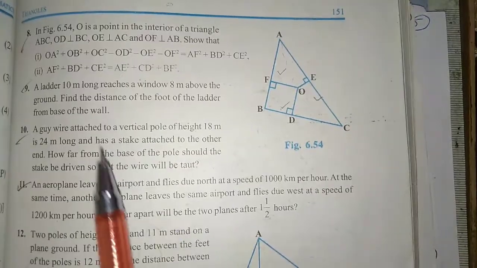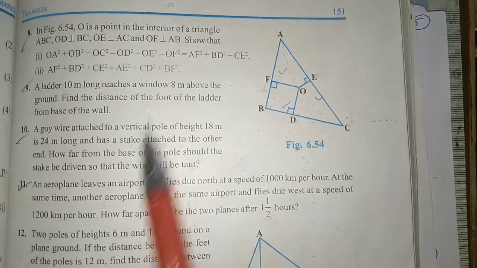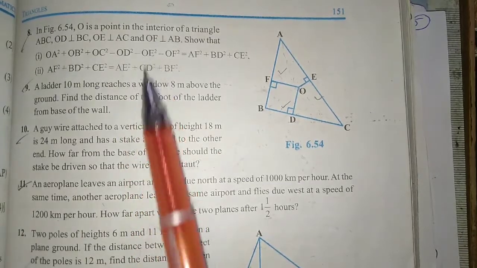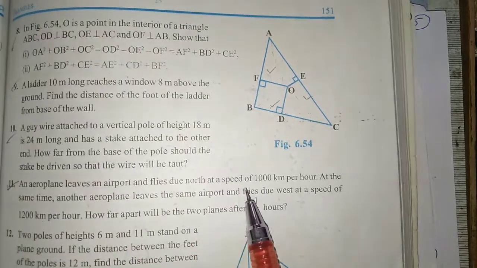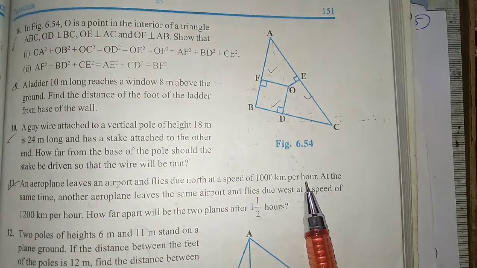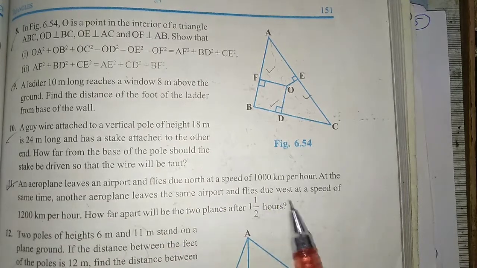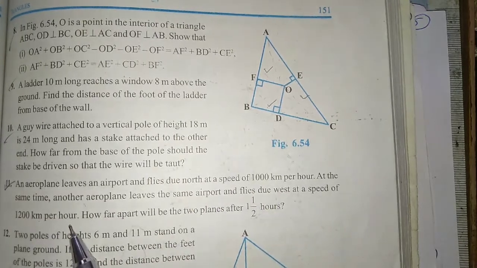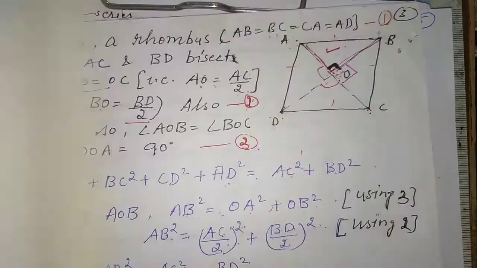Now first see the question number. After 7 we are going to do question number 11. In the next video, we will discuss question numbers 8, 9 and 10. So an aeroplane leaves an airport and flies due north at a speed of 1000 km per hour. At the same time, another aeroplane leaves the same airport and flies due west at a speed of 1200 km per hour. How far apart will the two planes be after 1 1/2 hours?